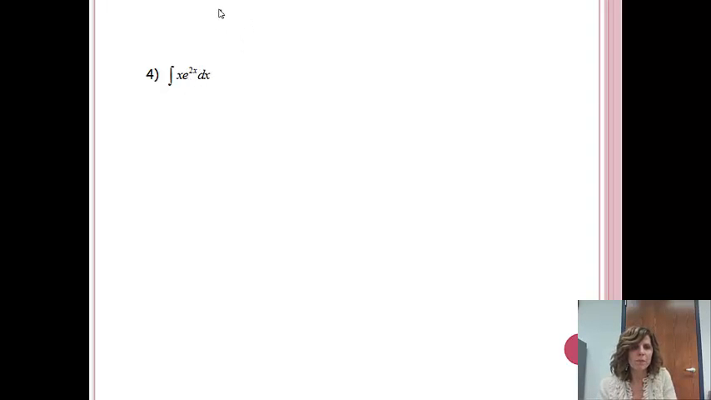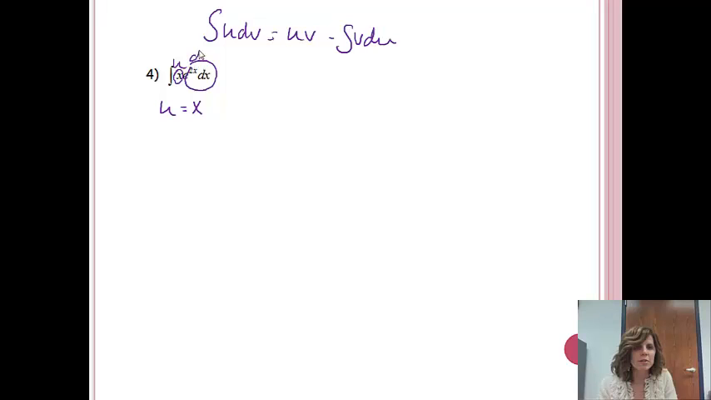So we're going to once again write the formula: the integral of u dv is equal to uv minus the integral of v du. Already identifying my parts, I'm going to let u be my x because the derivative of that will get simpler, which means the rest of it's going to be my dv. So dv will equal e to the 2x dx. All right, the derivative of u is equal to 1 dx, of course.